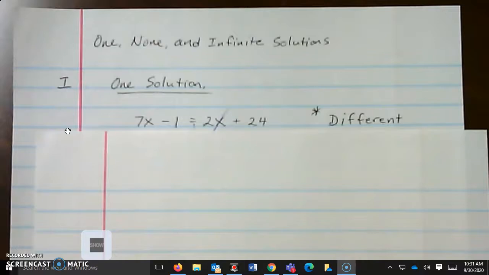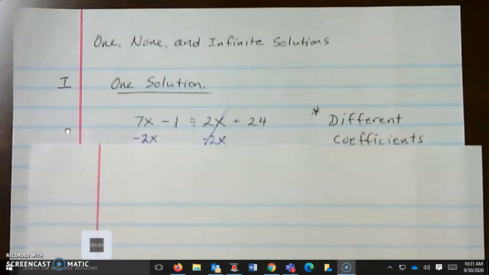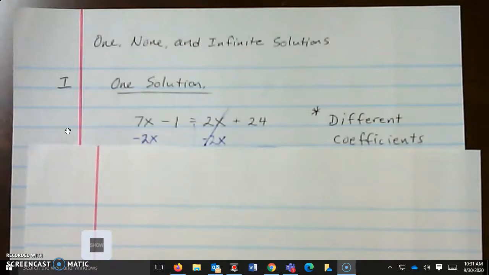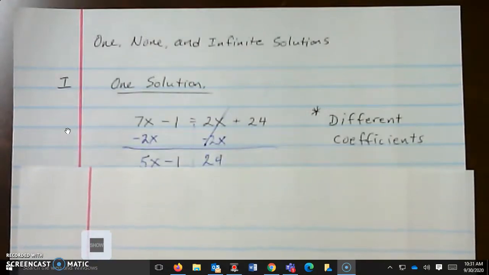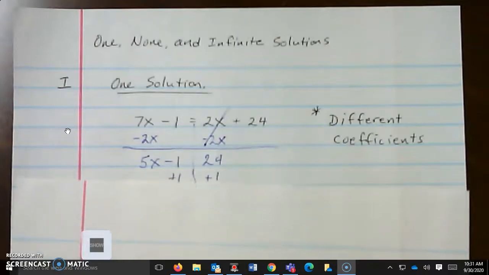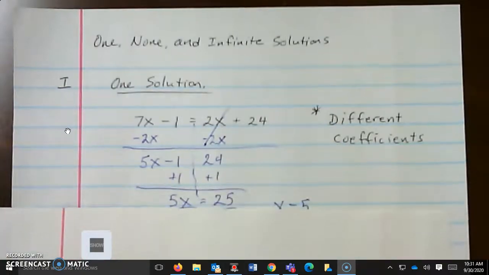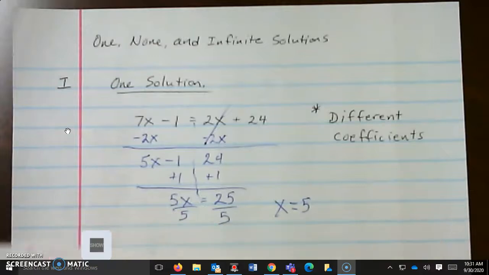So you can see I have an equation there, x on both sides. That was our last equation assignment. Subtract 2x on both sides. See, already done for you. And it looks like that. Now you're hopefully thinking, add 1 to both sides. You have this, and divide. X is 5. See? One solution, 5.